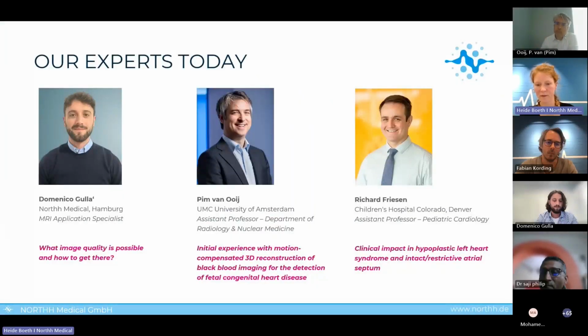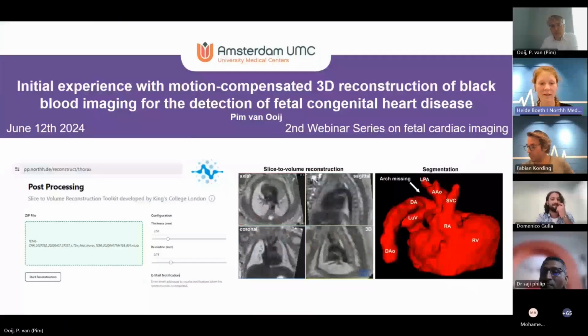Otherwise, we will now jump to Pim, who is our second expert, from Amsterdam. Pim is one of our colleagues who has initial experience with motion-compensated 3D reconstruction of black blood imaging, with the aim to detect fetal CHDs. We have one question for the audience again that we would like to share.